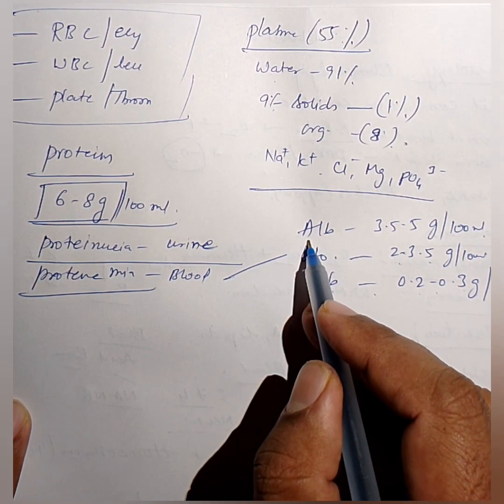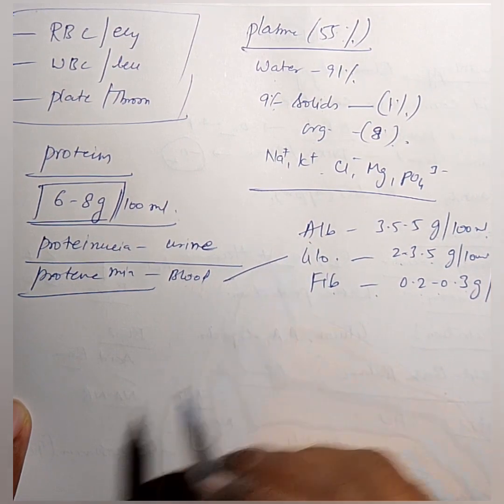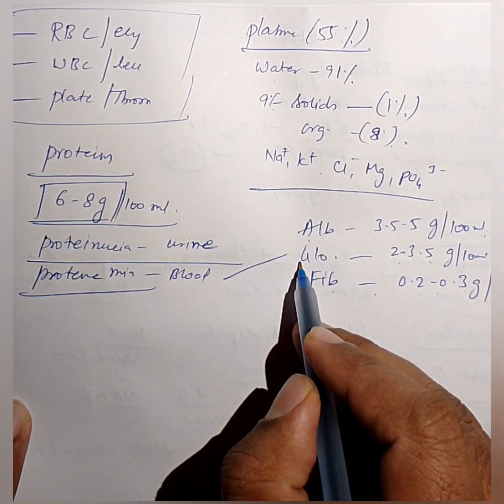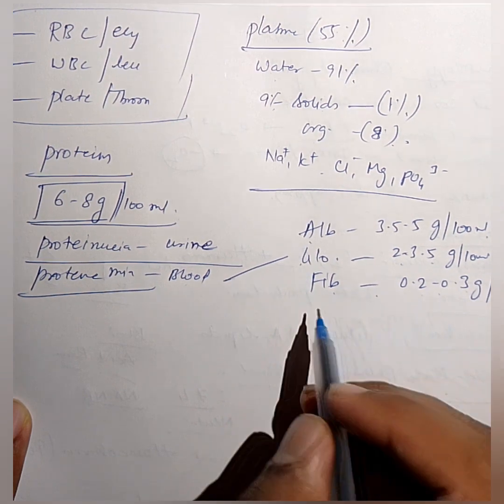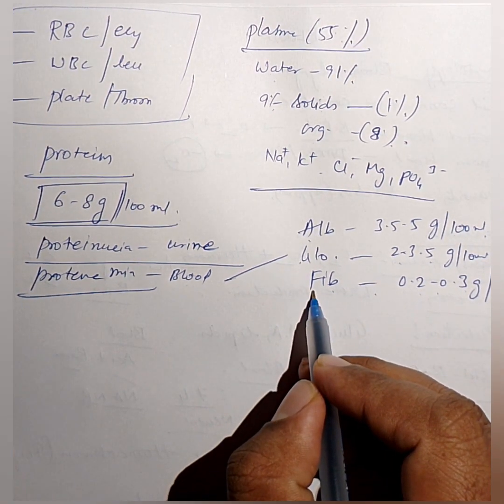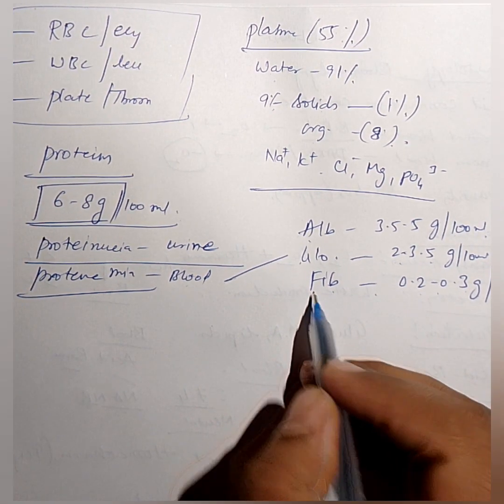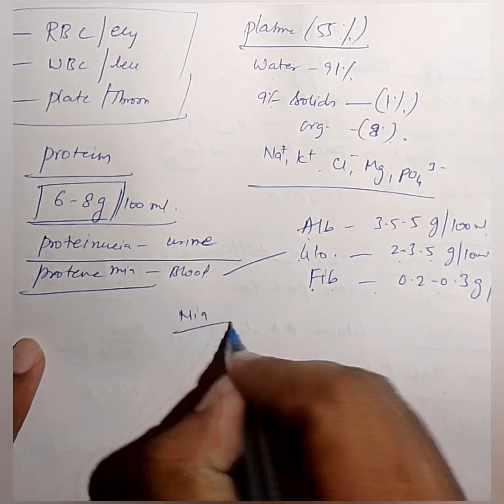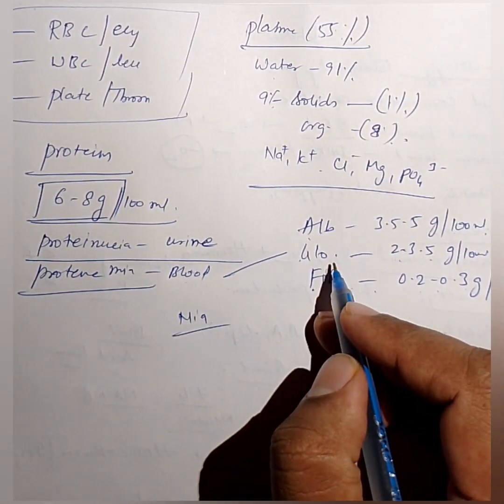If albumin is more, we call it albuminuria. If globulin is more in the blood, we call it globulinemia. And if fibrinogen is more, we call it fibrinoemia. See, mia refers to blood: albuminemia, globulinemia.